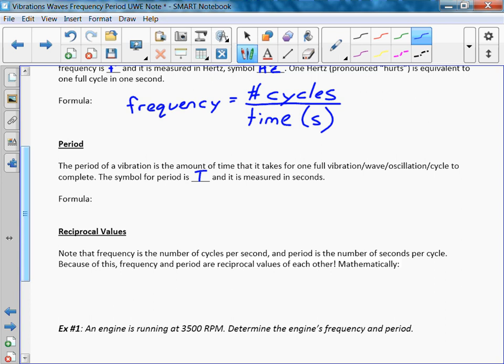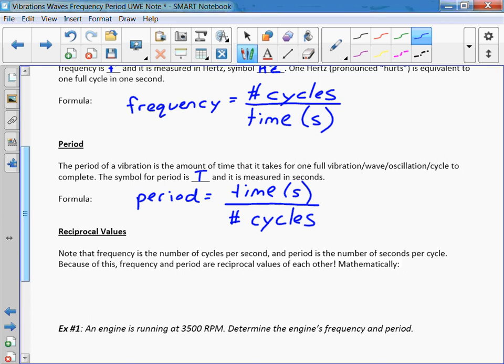Now the formula for the period: it's how long it takes for that pendulum or vibrating object to go up and down once, to do 1 full cycle. And it's just the reciprocal of frequency. So period is the time divided by the number of cycles. And that's just measured in seconds.